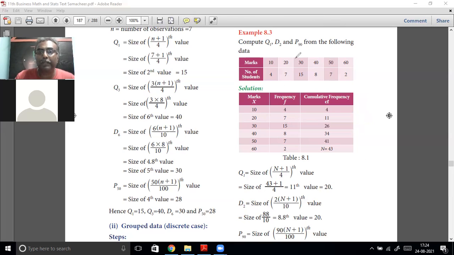Now what does he want to find? He wants to find D2. Same way, N is 43. D2 will be, this 2 should come here. Now because it's a decile, the denominator will be 10. So 2 into 44 by 10. Okay, 2 by 10 is 1 by 5, 44 by 5, how much do you get? 8.8. Correct? 8.8, so the 9th value.